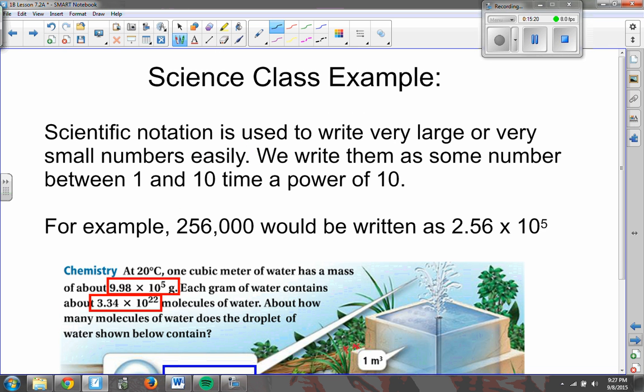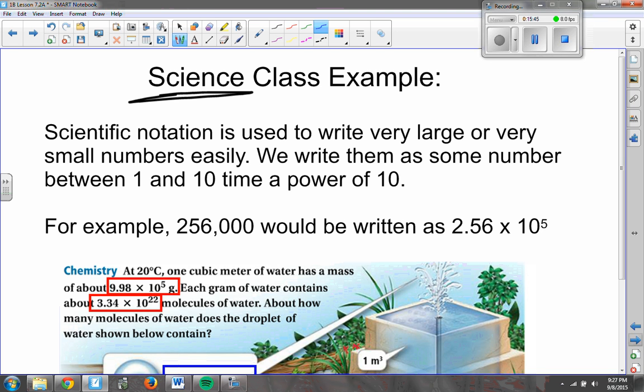Okay, last thing that we're going to do then is go to science class. Ms. Schultz will be very, very happy with us talking about scientific notation here in math class. But this is another way that we can apply this rule that we just learned about multiplying exponents or powers that have the same base.